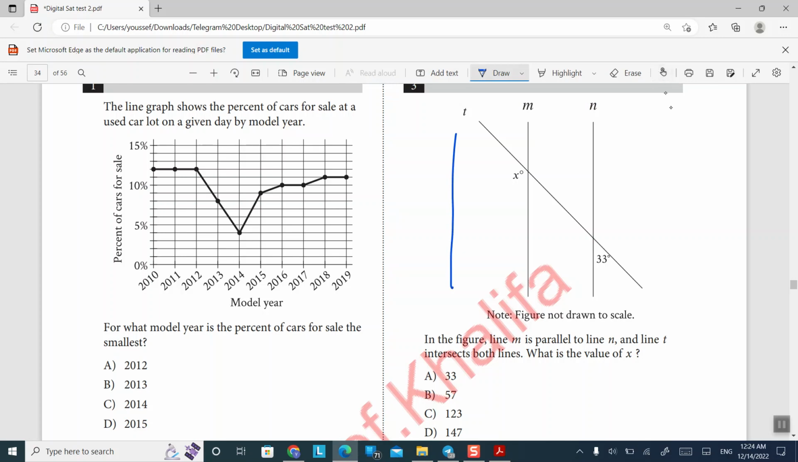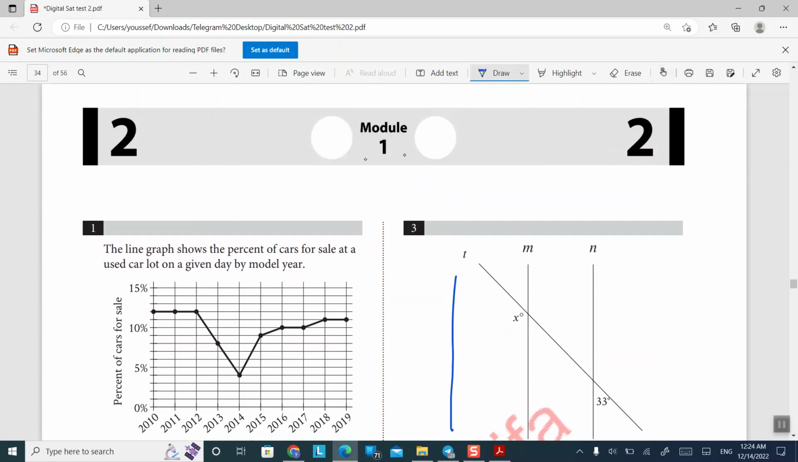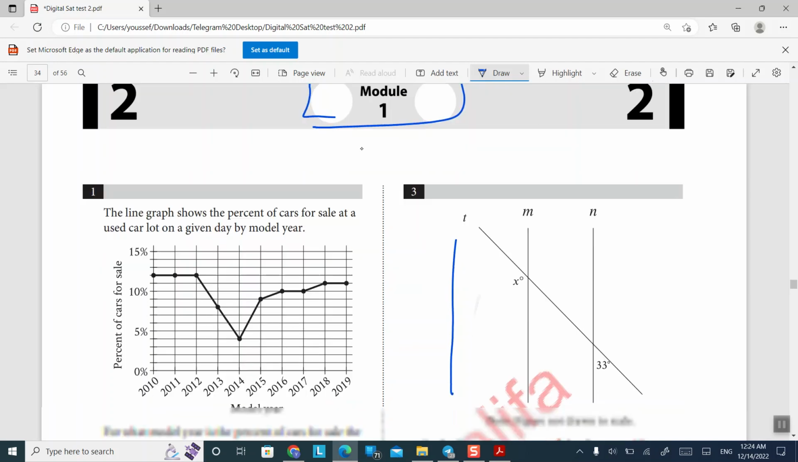Okay. Give me a second. I'm just fixing something. Yeah. Okay. So that's the first module, which is number one.